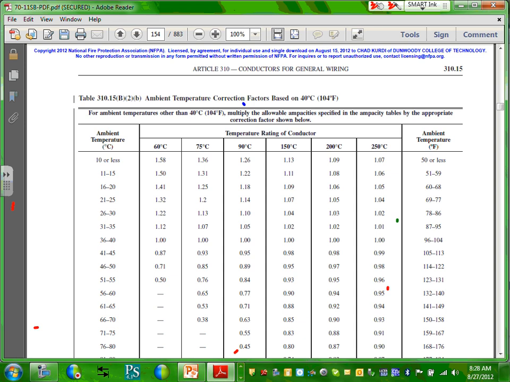This is based on 40 degrees. If you have a boiler room that's always hot, they use insulation that's higher than 90 degrees Celsius, and they call them high temperature conductors. Probably 5% of the time you're going to use this table, versus 95% for the other one. Pay attention to a few things: they added more temperature rated conductors, high temp. See 150, 200, 250. That's why this table is important, only 5% of the time.